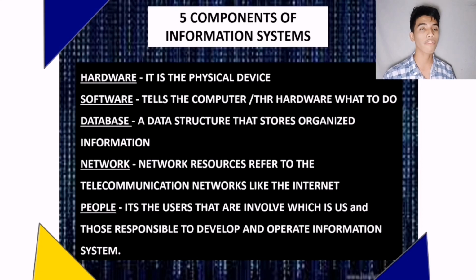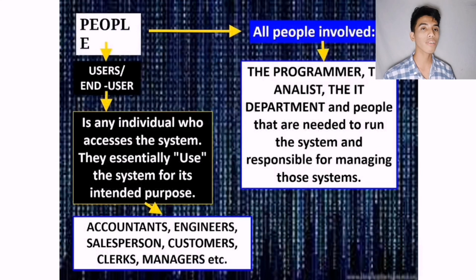Who are the users of information system? It's the users that are involved, which is us. People are the end users of the information system. End users use information produced for their own purpose, since the main purpose of the information system is to benefit the end user. The end user can be accountants, engineers, salespersons, customers, clerks, or managers, etc. Generally, the terms user and end user mean the same thing.